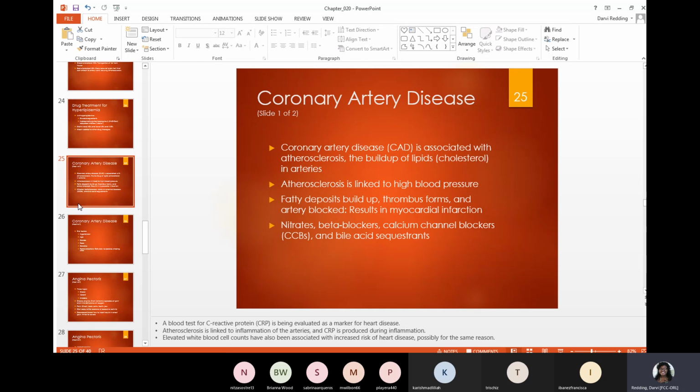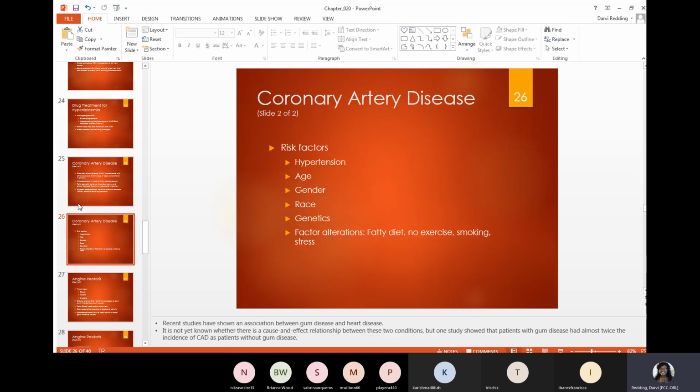And so when it comes to coronary artery disease, there are various risk factors, and those risk factors include hypertension, age, gender, race, genetics, as well as some factor alterations such as a person having a fatty diet, no exercise, if they smoke, and then also if they experience a whole lot of stress.